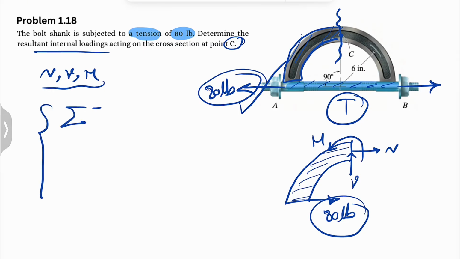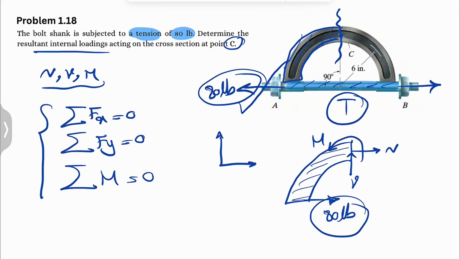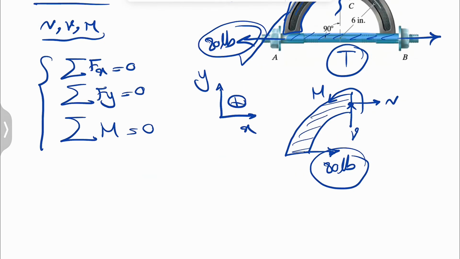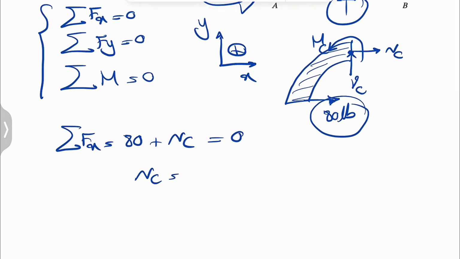Let's do our equilibrium equations. Sum of all forces in x equals 0, sum of forces in y equals 0, and we have one moment equation. Now let's just call our x and y in here. All right, and obviously this point is point C, so NC, VC, and moment MC. All right, so let's go with the Fx. If we look at here, we have the 80 pounds that is to the right, so positive, plus we assume NC is also positive to the right, and that's pretty much everything. So equals 0. That shows that NC is actually negative 80 pounds, and the negative sign shows that NC is actually to the left.